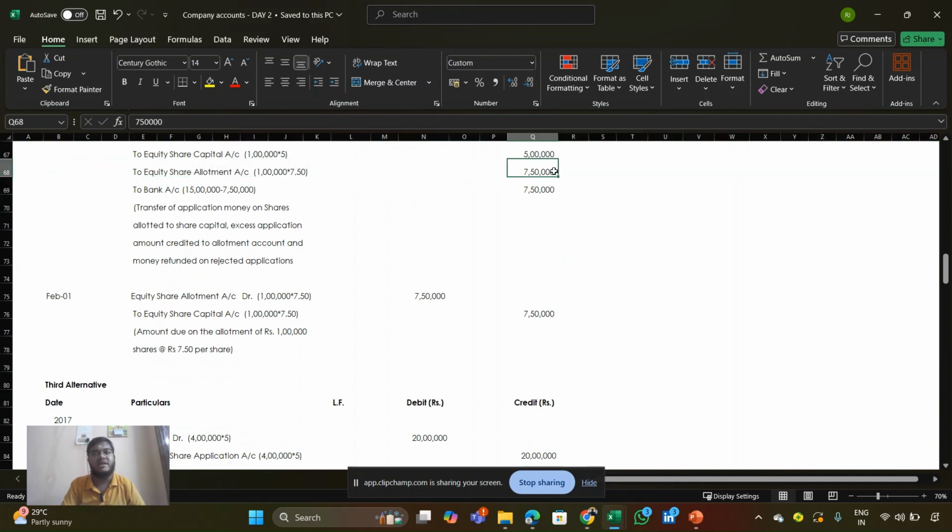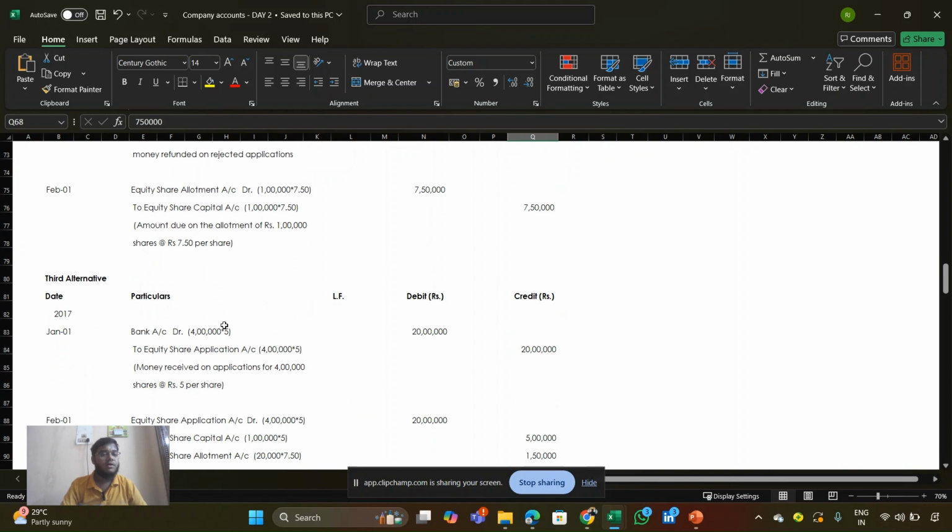Okay, we have already adjusted it, so we didn't receive anything. The 7 lakh 50 we adjusted there itself. So in the received entry it will be empty, it will be zero, so no need to write the entry. Only the due entry will be written and the received entry is nil because we already adjusted it in the application amount. So there will be no received entry. Okay, now let's move on to the third alternative.